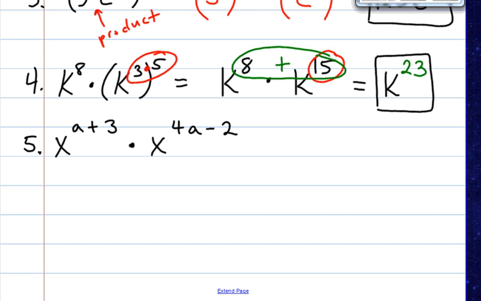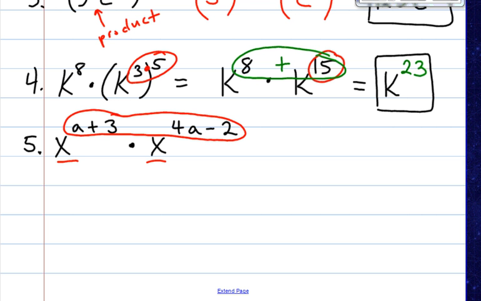Okay, for example 5, we're really going to take it up a notch, but the same basic rules apply. So now you see there's a lot of stuff going on here. We have variables now sitting inside the exponents, but the same basic rules apply. What you're doing is multiplying like bases. You have x times x. So the rule for multiplying like bases is that you add their exponents together.